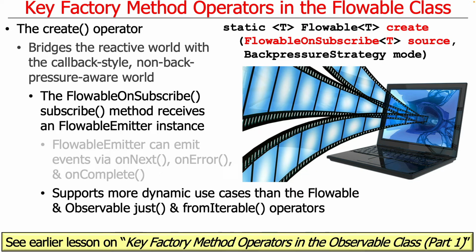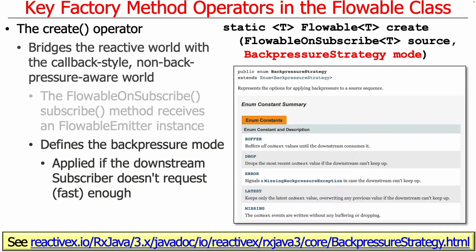And using create and the FlowableOnSubscribe parameter supports more dynamic use cases than the Flowable and Observable just and fromIterable operators give you. Remember, just is a way to get one element put in or a group of elements put in, as is fromIterable. But those aren't particularly dynamic, whereas this thing can be very dynamic. In fact, you can actually run it in a totally different thread if you want to.